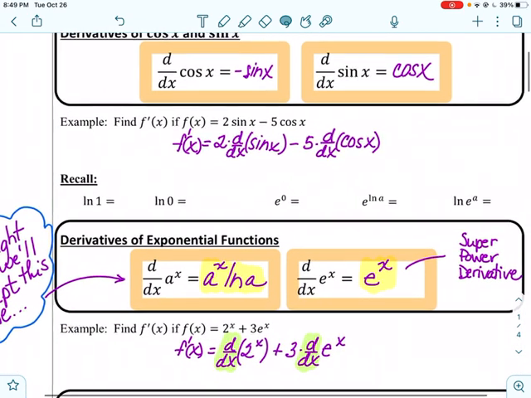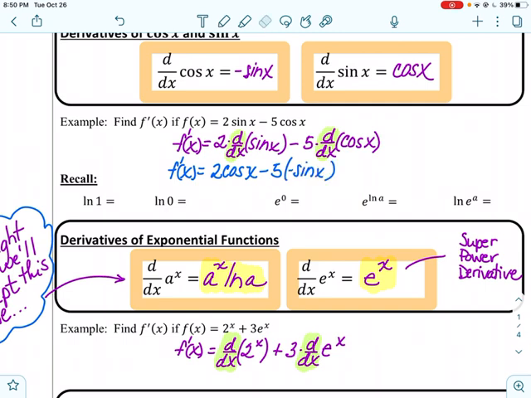So the first thing we have is find f prime if f of x is equal to 2 sine x minus 5 times cosine x. And you see that underneath I've got f prime of x is equal to 2 times the derivative of sine x minus 5 times the derivative of cosine x. So recall that we can pass a constant through a derivative. So we get f prime of x is equal to 2 times cosine x. The derivative of sine x is cosine x. And then we have minus 5 times the derivative of cosine, which is negative sine x.